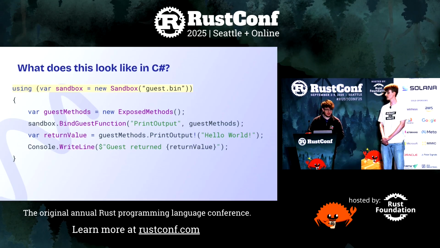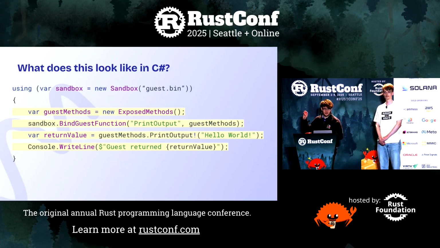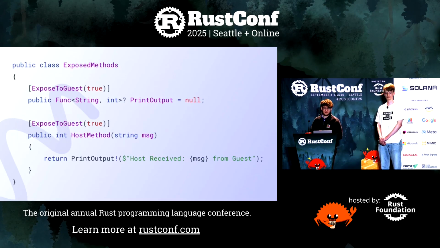Cool. Now you have your sandbox, and here comes the step of guest functions and host functions. Essentially what we have here is that exposed methods class, which looks like this. Print output is your equivalent guest function. You see it takes a string, it returns an int. That's how the parameters are laid out, or parameter and return type. And then you have your host methods. So guest ones are equated to null, and host methods have an actual definition.